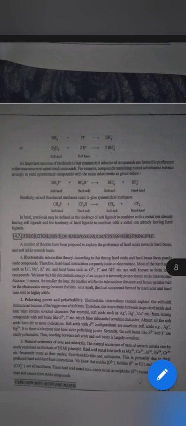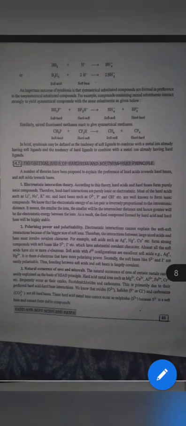In brief, symbiosis may be defined as the tendency of a soft ligand to combine with a metal ion already having soft ligands, and the tendency of a hard ligand to combine with a metal ion already having hard ligands. Theoretical basis of hardness and softness in the HSAB principle: electrostatic interaction theory.